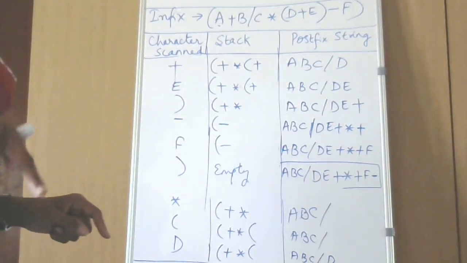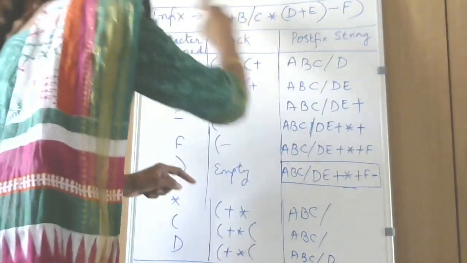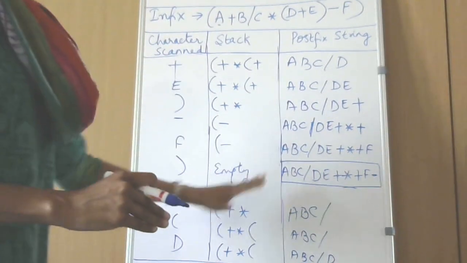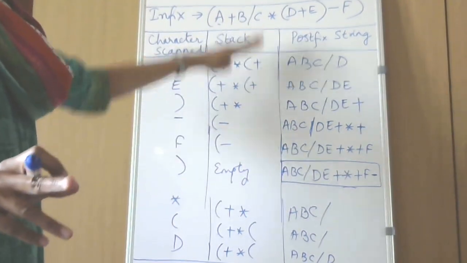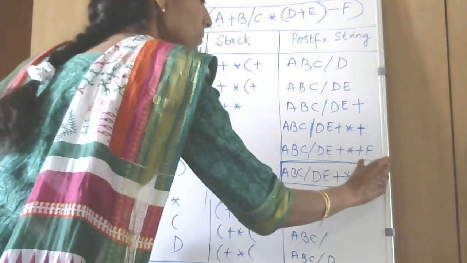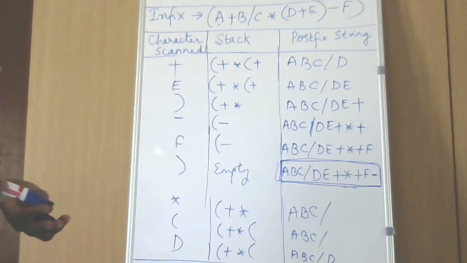So at the end, after you finish scanning all the characters from left to right, if you observe, we are done with all the characters. Your stack should become empty. You start with an empty stack, you end with an empty stack, and this becomes your final postfix expression of the given infix expression. Am I clear to you all?